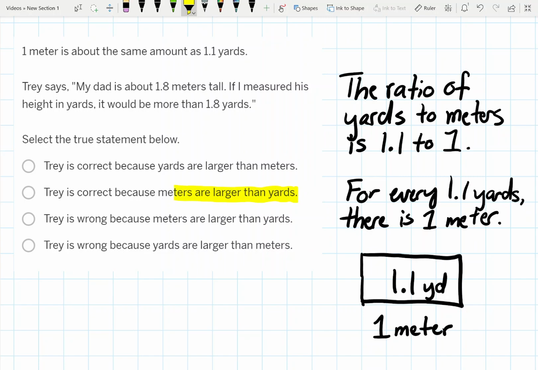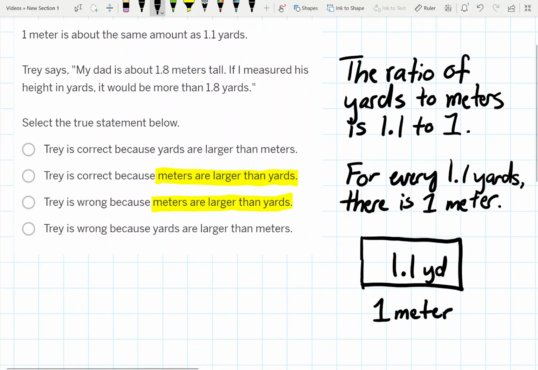So let's focus on those two responses. And now we need to decide, is Trey right or is he wrong? So his dad is about 1.8 meters tall. So if he measured his height in yards, should it be more than 1.8 yards? Let's think about this maybe with a table. So I'm going to make a table down here.